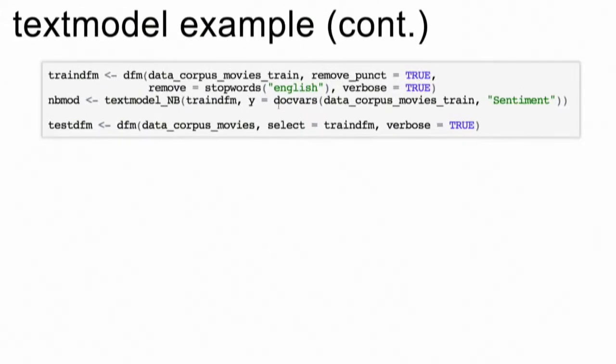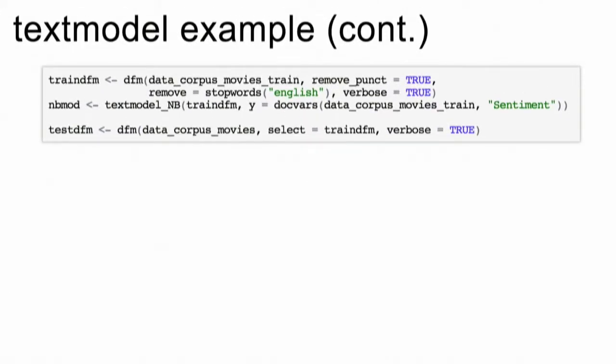Then what I've done is I have this training data set. I've created a training data set by using a document feature matrix. I've removed punctuation, I've removed stop words, and then I run the text model naive Bayes, which works just like the lm in sort of its syntax.